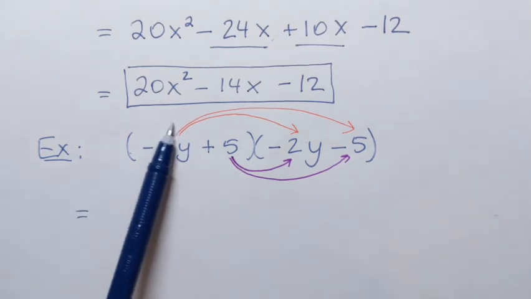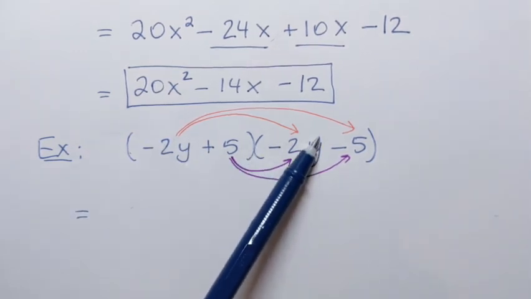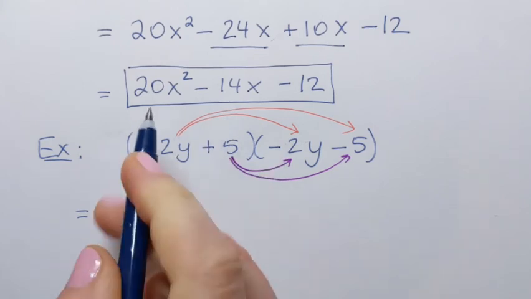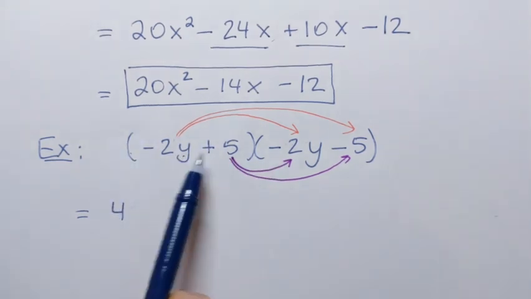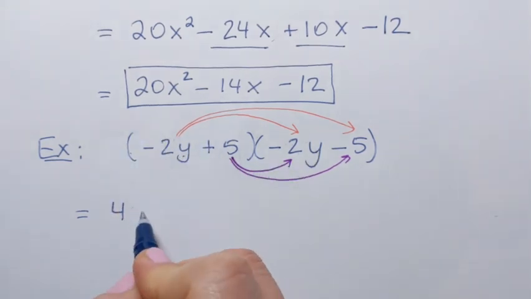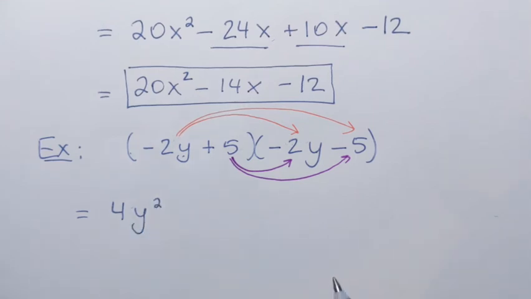So let's try. Negative 2y times negative 2y. Negative 2 times negative 2, that's positive 4. y times y, that's y squared.